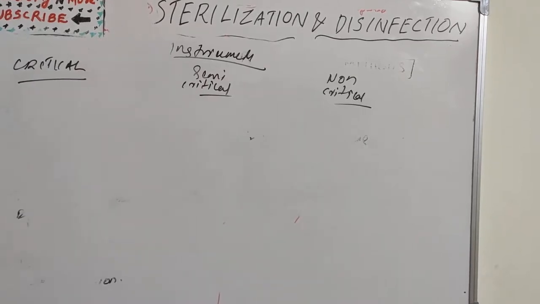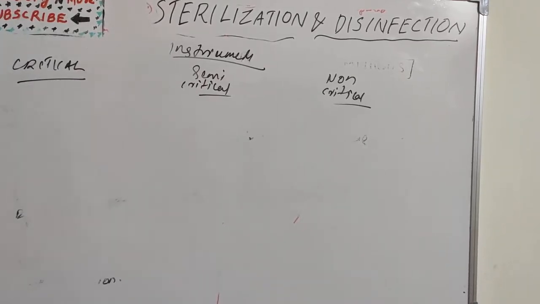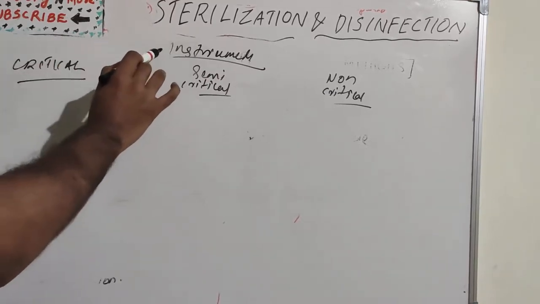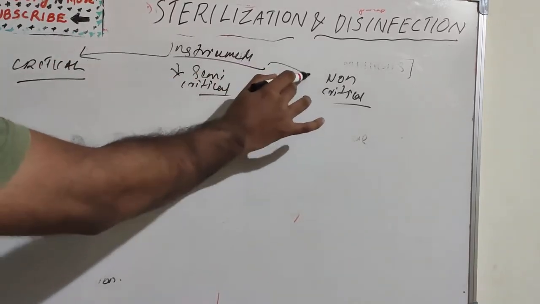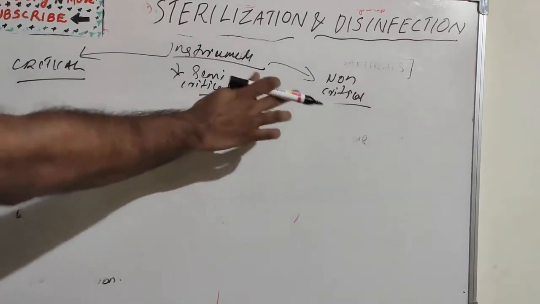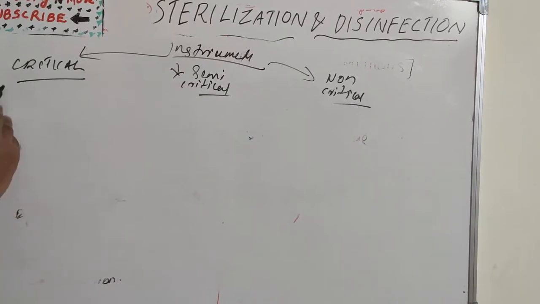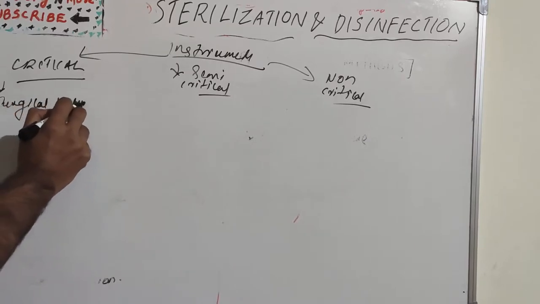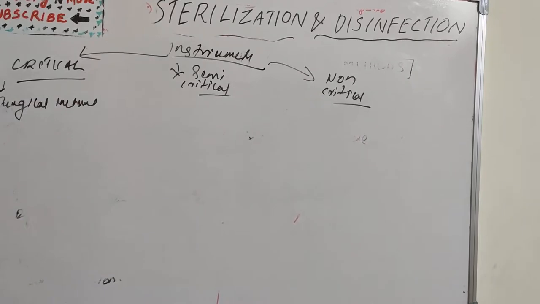Now we have learned all the methods of sterilization and disinfection in detail. Now we need to learn about the instruments. Instruments are basically categorized as critical, semi-critical and non-critical instruments. Critical instruments penetrate the soft tissues, contact the bone, or enter into or contact the bloodstream, and they should be thoroughly cleaned and heat sterilized if they are to be reused. Such as surgical instruments which come in contact with blood, bone and tissues.